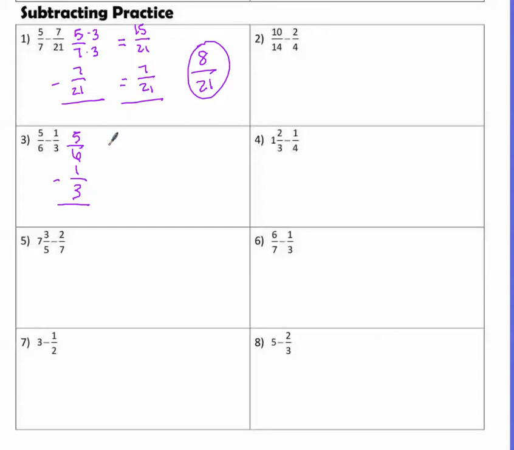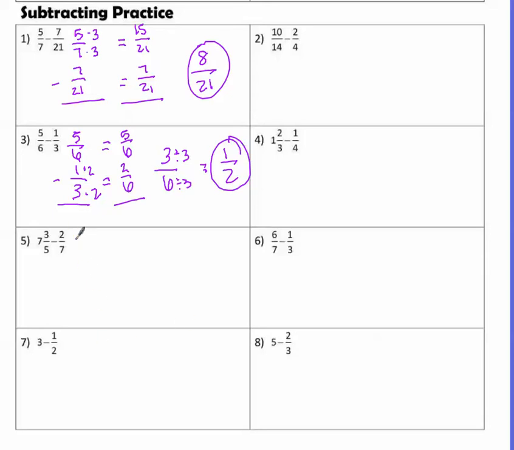6 and 3 have a common denominator of 6, so your first fraction remains the same, where your second fraction you need to multiply by 2. 1 times 2 is 2, so now you're subtracting 5/6 minus 2/6. 5 minus 2 is 3. Keep your denominator of 6. These reduce by 3 to give you 1/2. Circle your final answer.